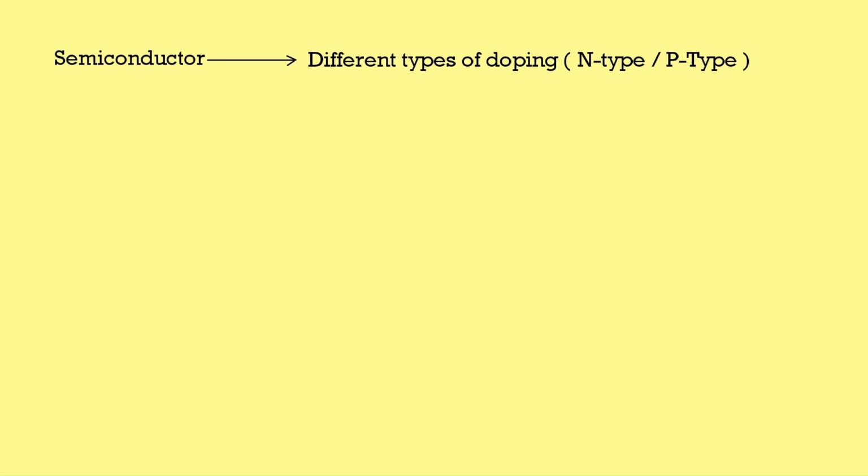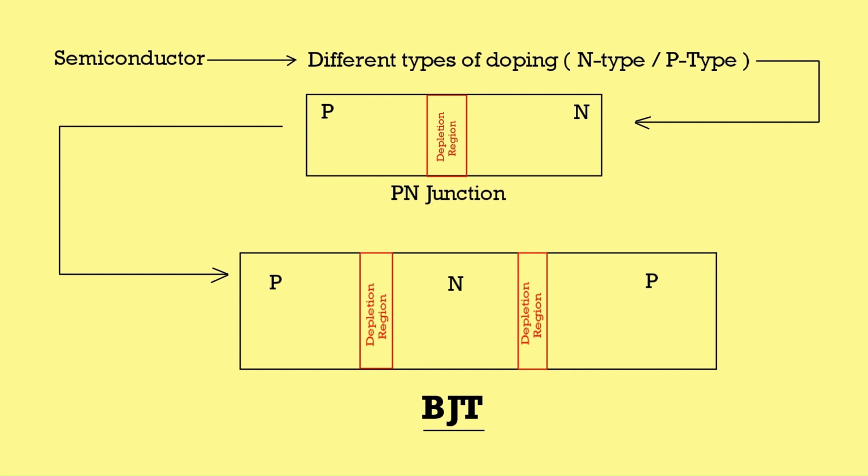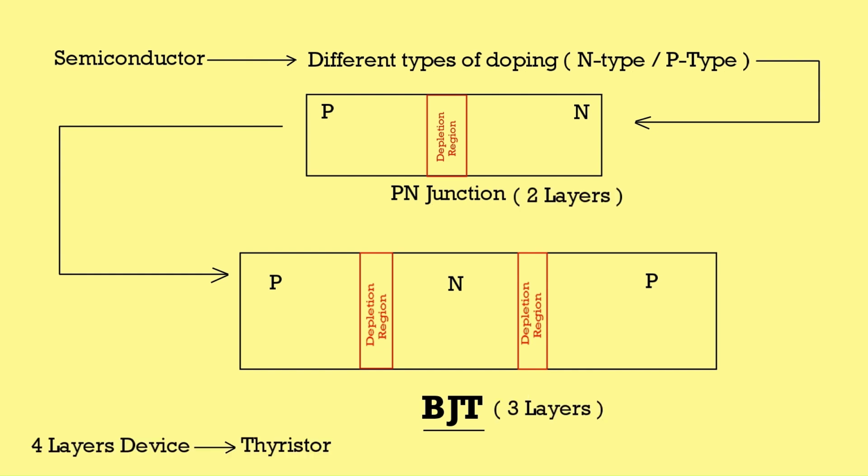First we studied semiconductors, then we discussed the different types of doping, N-type and P-type. After that, we discussed the P-N junction, which is designed by doping different regions of the parent semiconductor material with different dopants. In a P-N junction, we have two layers of differently doped regions. A BJT is its continuation, as a BJT consists of three layers.